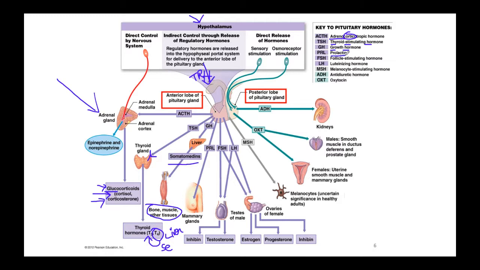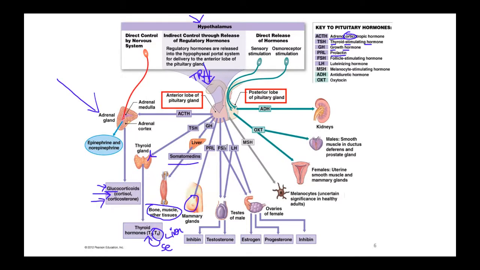We have prolactin, PRL. When you look at the word prolactin, you see pro, which means for, and lactin for lactation. So prolactin has the ability of influencing the mammary glands of the breast to produce milk. It's for milk production.